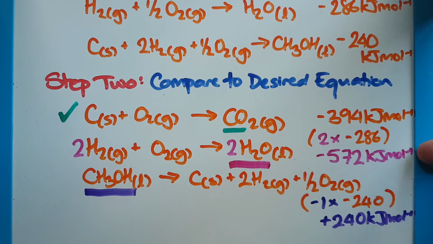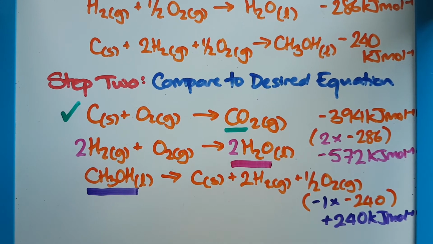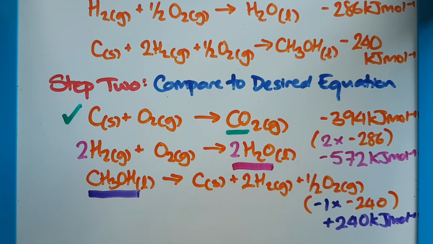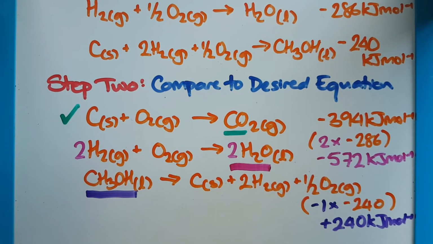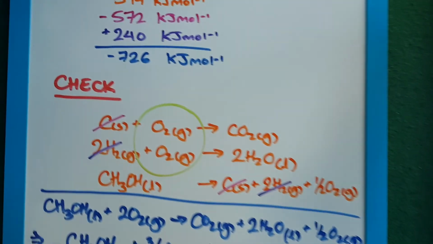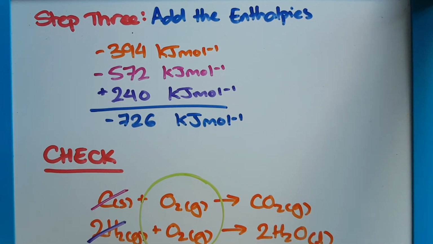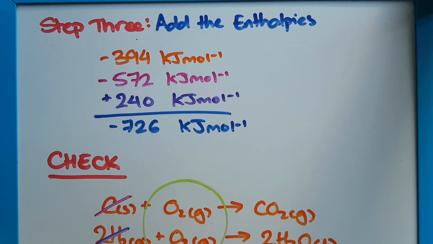Once I've got those, I'm ready to do step 3, and all that is adding up this value, and this value, and that should give me the enthalpy change for this equation. Bear with me, I'm just going to change my whiteboards over because this didn't fit on one, the size of my writing. Let's see if I can do this without too much issue. There we go. So step 3 is adding up my enthalpies, and I've done that. And I get negative 726 kilojoules per mole.